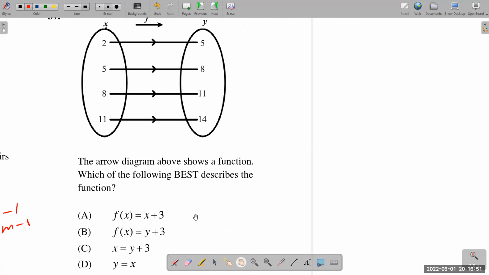This has got to be A because for every X value we just add 3. 2 plus 3 is 5. 5 plus 3 is 8. 8 plus 3 is 11. 11 plus 3 is 14. So this answer is A.